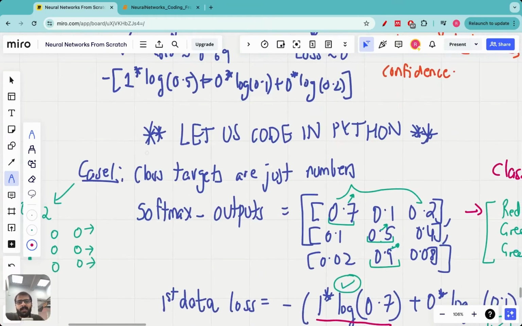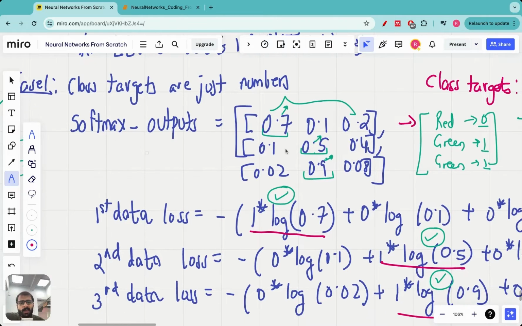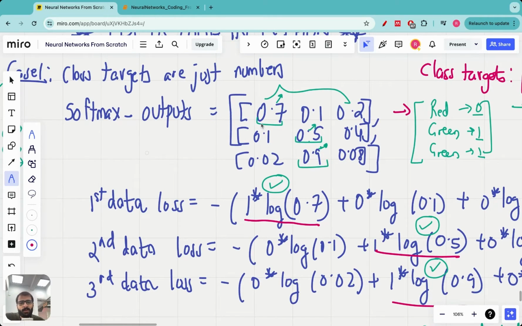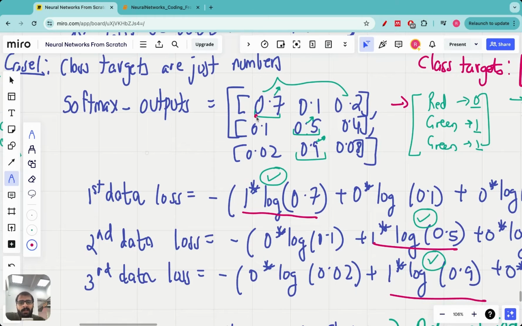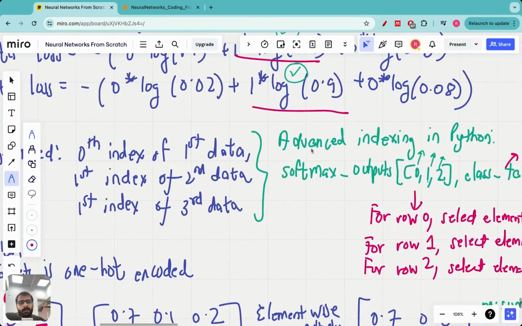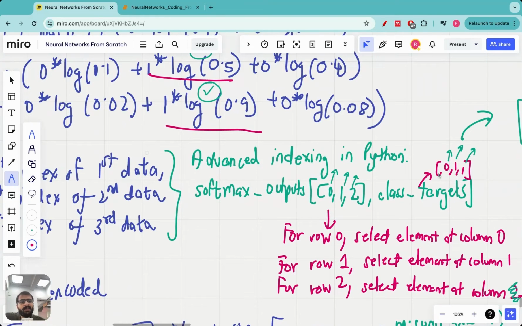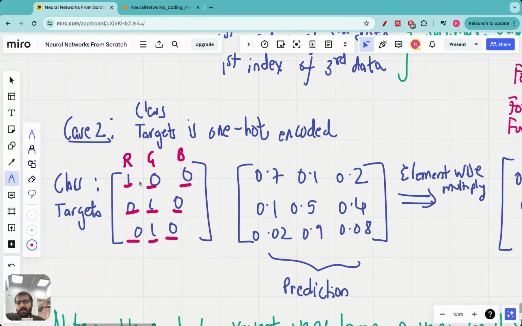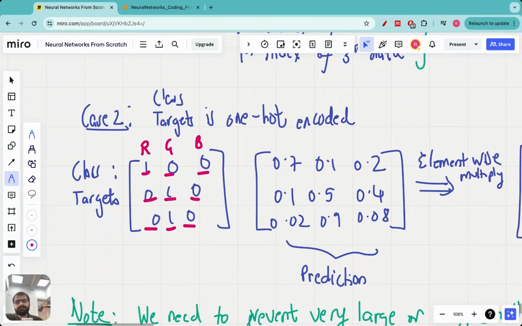Now the question is, if we have this particular array, how will we only take the indices which matter to us? So how will we only keep 0.7, 0.5, and 0.9? In the previous example, when the class targets were just numbers, we could just index with class targets, right? But now the class targets are not numbers. So what should we do?